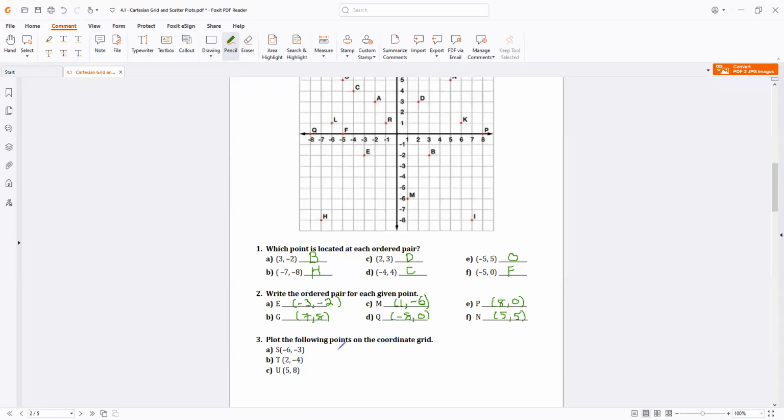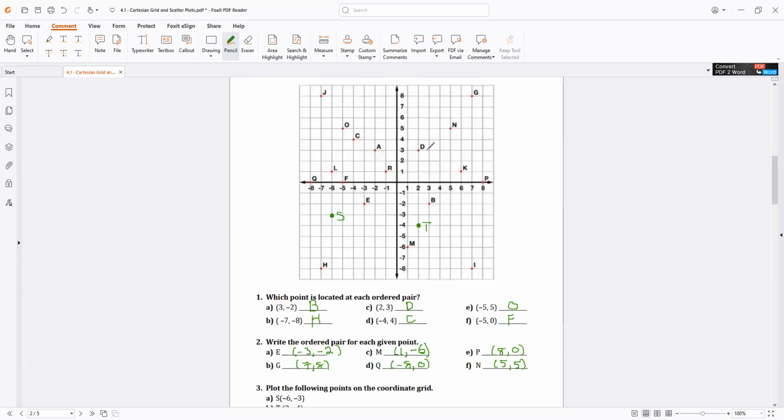Plot the following points on the coordinate grid, negative six, negative three, bam. Once again, I hope you get fast like this. Two, negative four, bam. And 5, 8. STU.